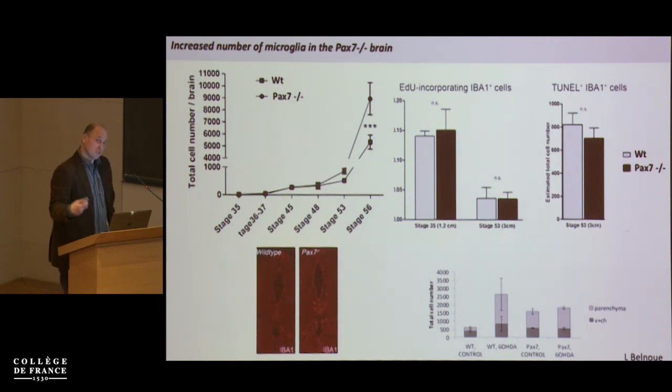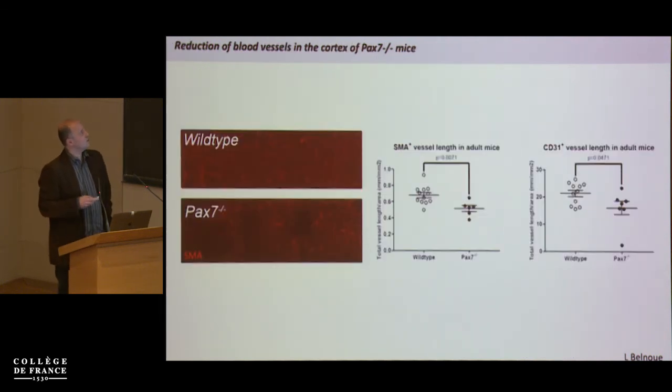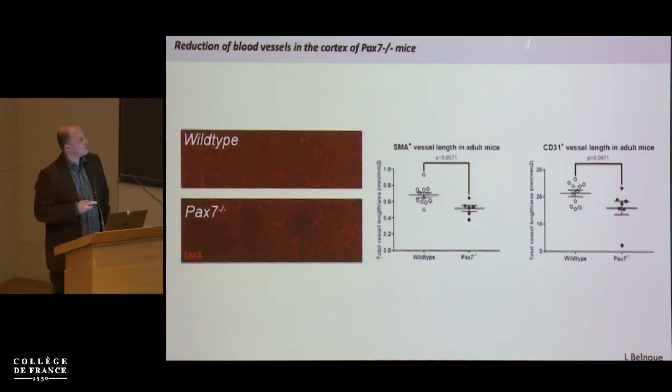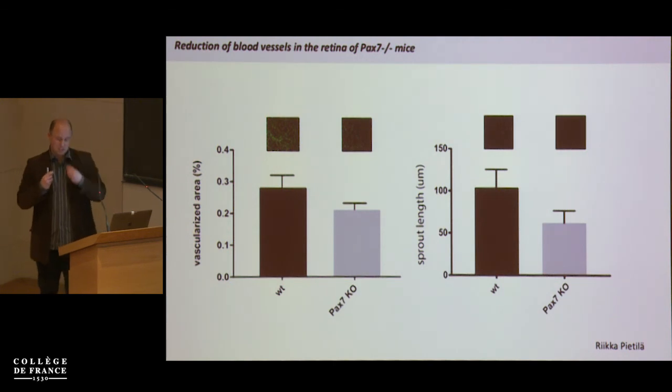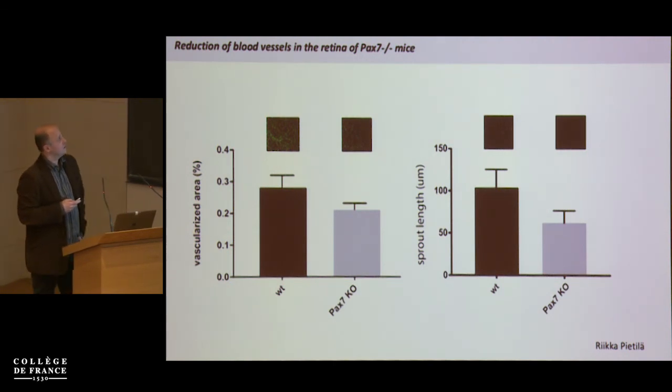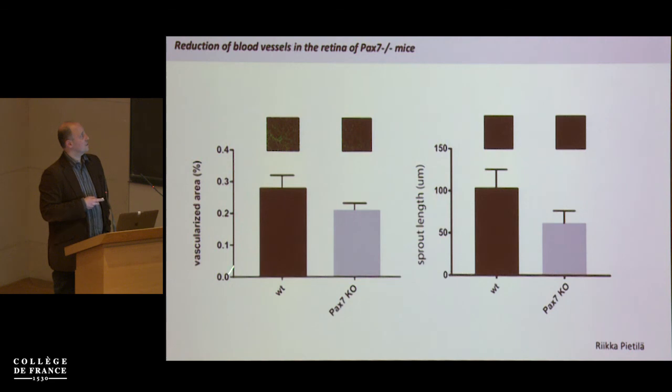Now, we were very interested whether this was just a newt thing or this was also valid for mammals. So we got some PAX7 mutant mice from Thomas Brown's lab. And we could see, looking in the brain of the mice, that there was a reduction, similar to newts, in blood vessel number. And also, when we look at the retina, which is sort of a proxy, it's easier to count, there is a reduction both in the vascularized area and also in the sprout length.